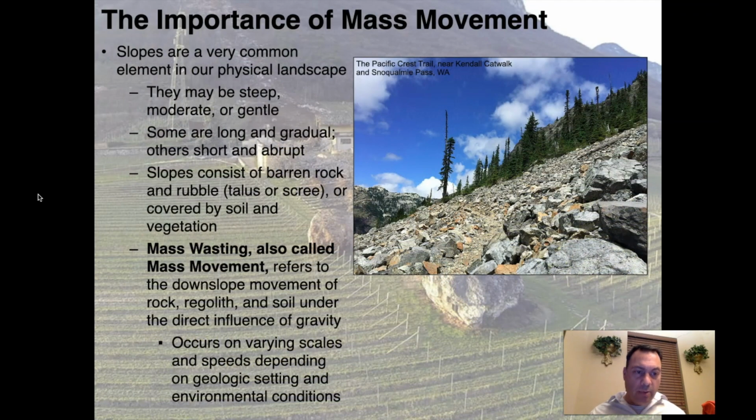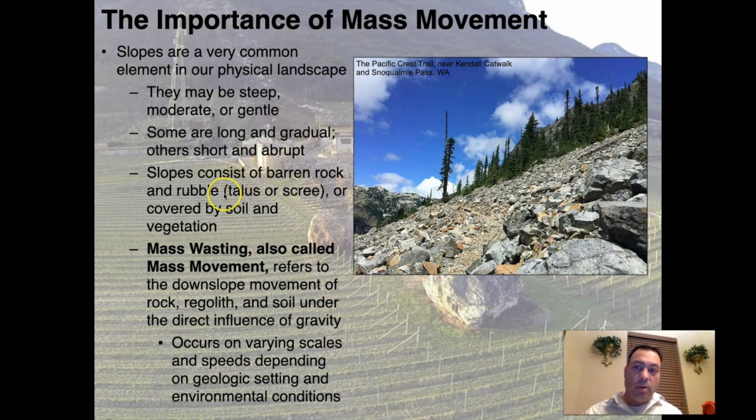Now, there's something that we have to accept when we are dealing with living on planet Earth, which is that slopes are everywhere. So slopes are very common in our physical landscape. They can be steep, especially if you have young mountain ranges that are rising up in your area. They could be moderate or they could be gentle, like what you see out in the middle of the Great Plains, whether you're in Russia, the United States, Brazil, or the Central Shield of Africa. They can be very, very flat. Some of these may be long and gradual, so long and gradual that it requires surveying equipment to see it, or it can be short and abrupt, like what you see going off of a cliff.